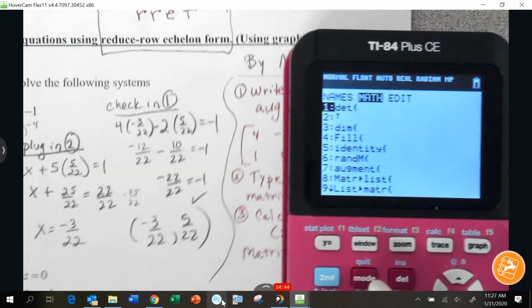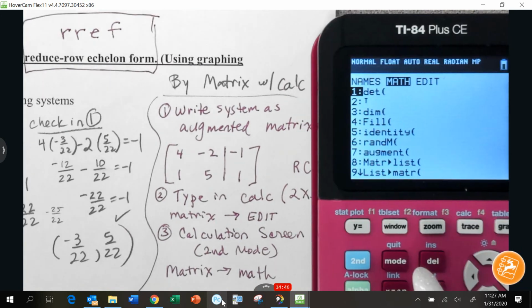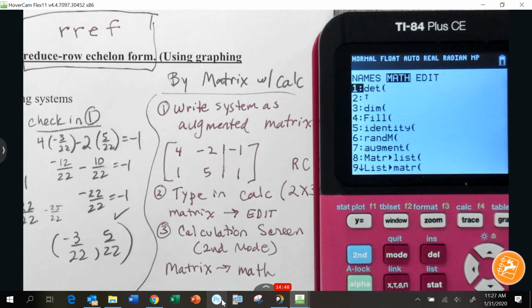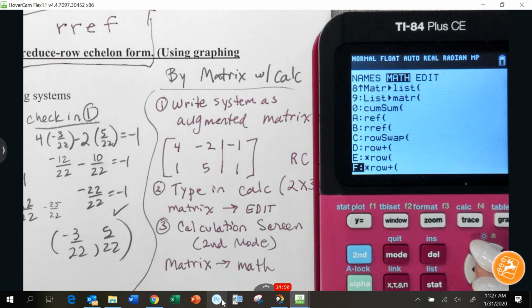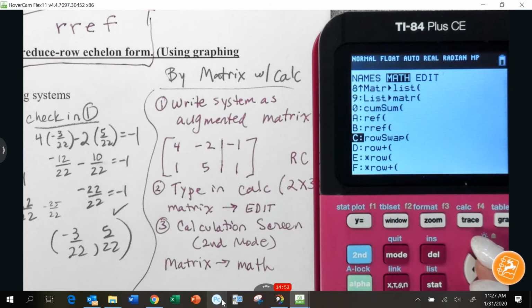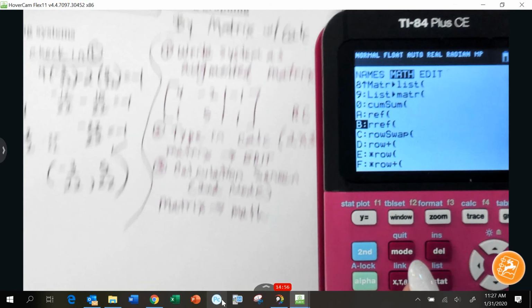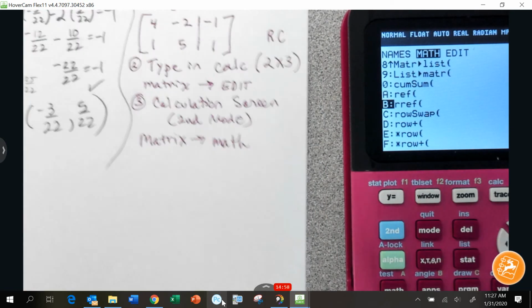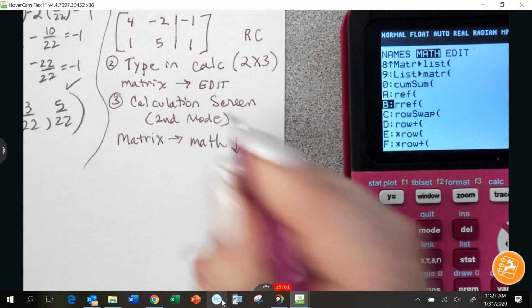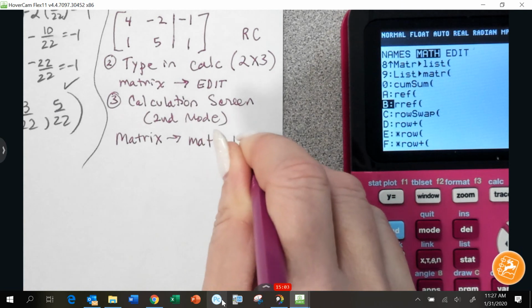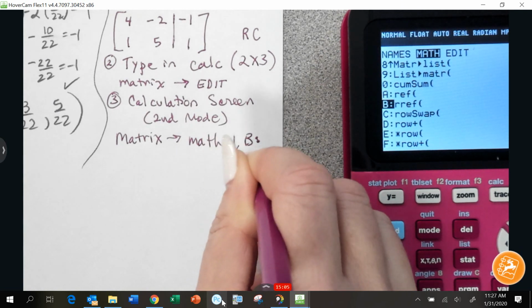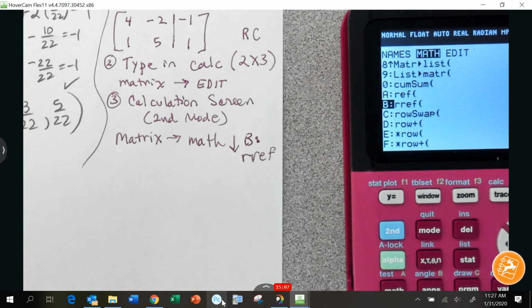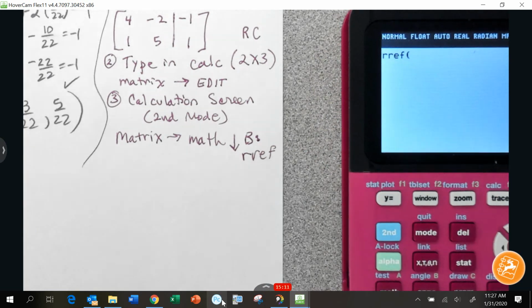Okay, so I arrowed over to math, and then I'm going to arrow down or up until you find RREF, which is B on my calculator. I think it's B on everybody's. So we're going to arrow down or up until you get to B, which is R, R, E, F. And you hit enter. You'll see that's on your calculation screen.